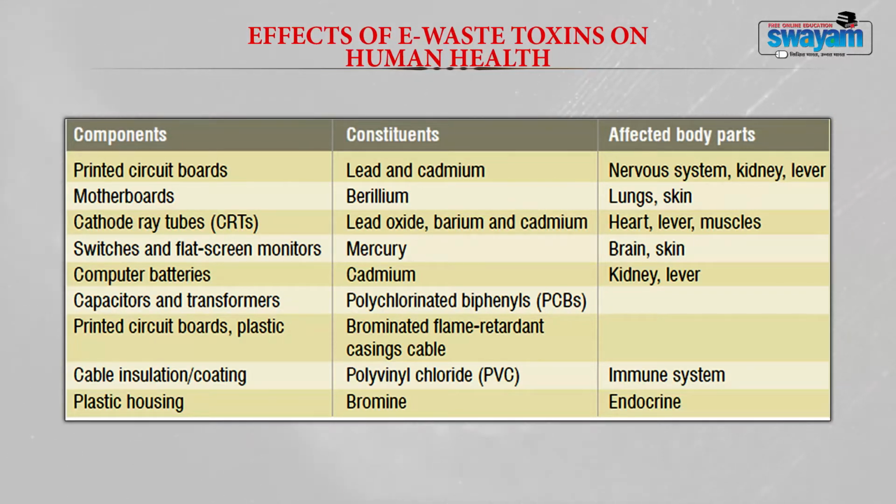Printed circuit boards and plastics contain brominated flame retardant, which again affects your nervous system and the overall immune system of your body. The cable insulation and coating contain polyvinyl chloride, which again affects your immune system. Now, the plastic housing contains bromine, which affects the endocrine system, the endocrine glands in your body.